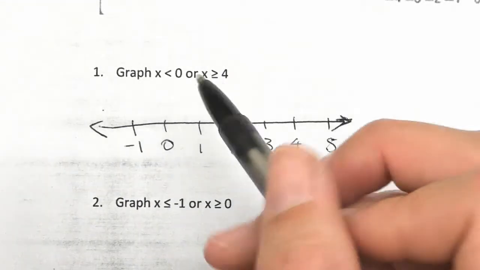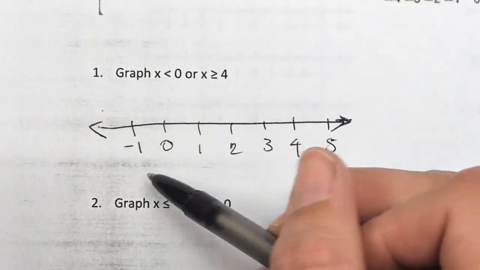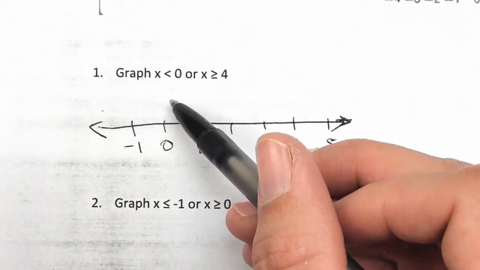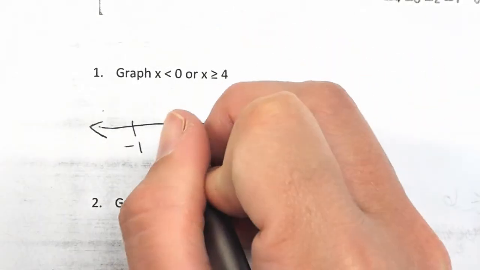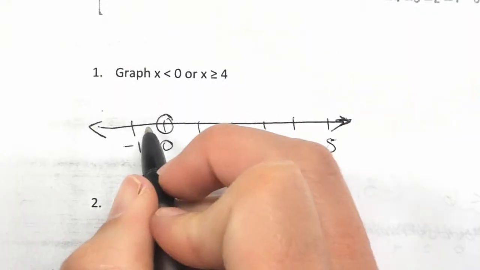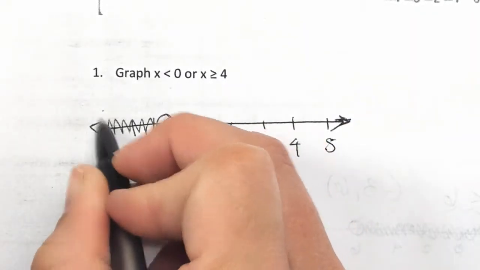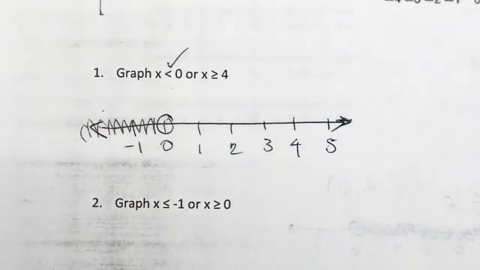Alright, so for x is less than 0, let's go ahead and graph that on here. So it'll be open or closed? Open. And shade left or right? Left. Good. So that was x is less than 0.